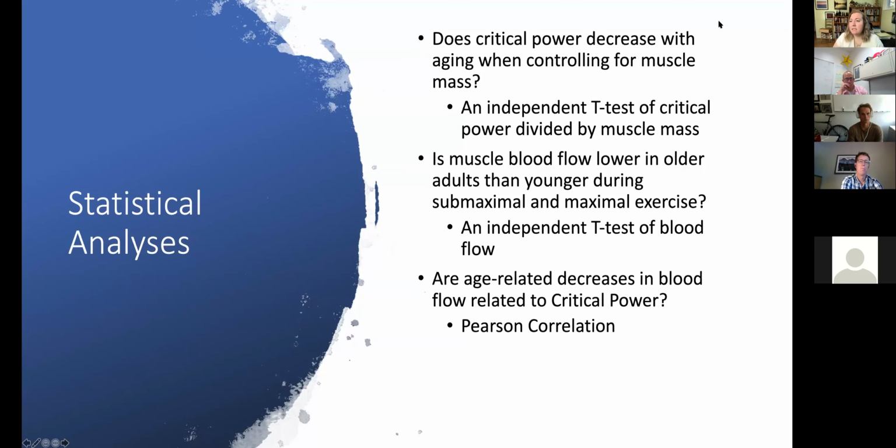And then lastly, to analyze these questions, for our first question, we will do an independent t-test of critical power and then divide it by muscle mass to control for that muscle mass. For the second question, we'll do an independent t-test of blood flow. And for the last question, we will do a Pearson correlation.